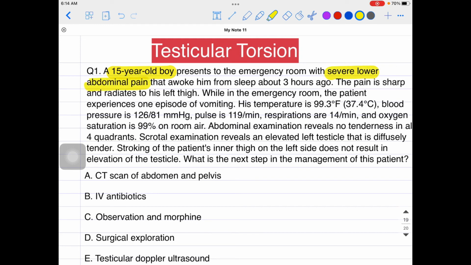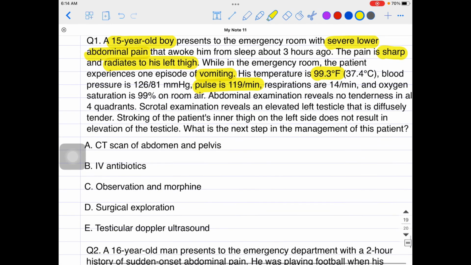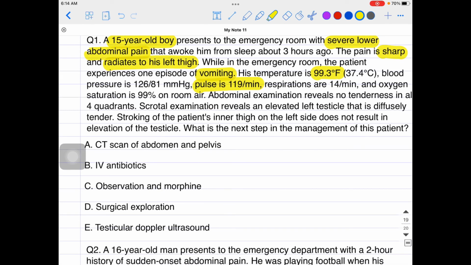The pain is sharp and it is radiating also towards the left thigh. While in the emergency room, the patient is experiencing one episode of vomiting, and temperature is about 99.3 degree Fahrenheit, and BP is 126/80, and pulse is 119, probably because of fever, and the pulse rate is high. Respiration 14, oxygen saturation is fine, 99.